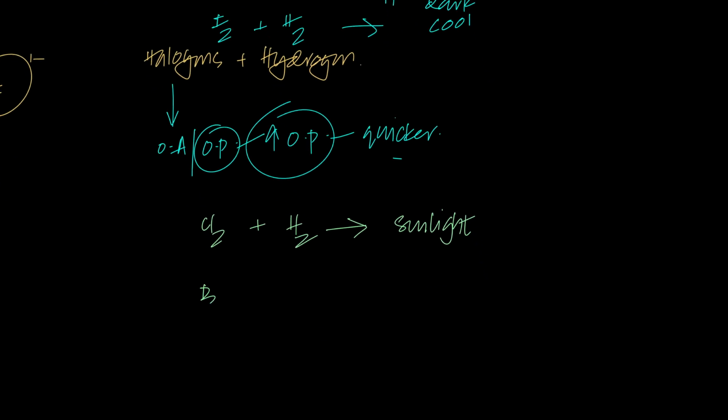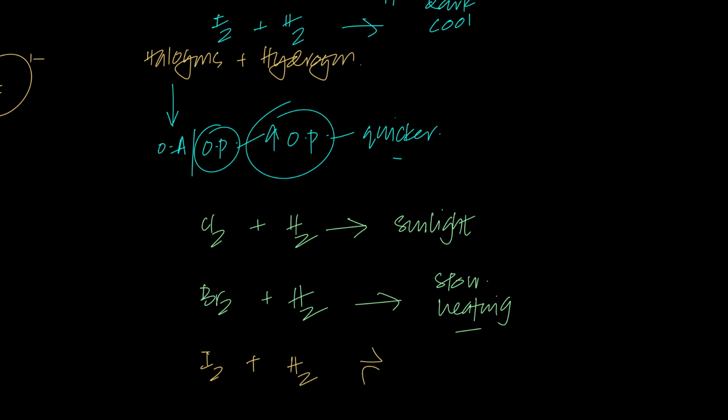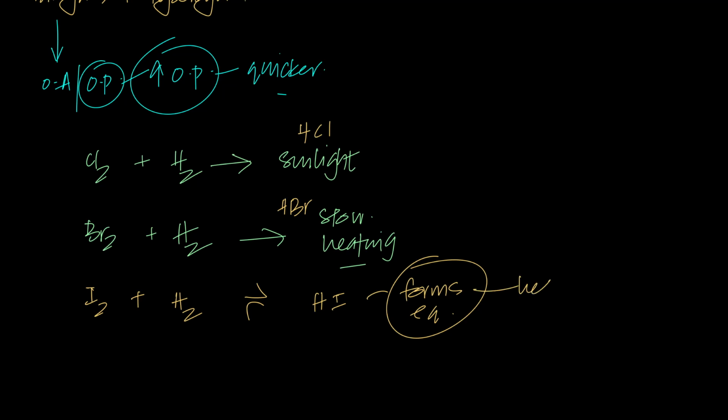And then for bromine to react with hydrogen, it was a slow reaction even in sunlight, and also on heating. And then iodine, I2, when it reacts with hydrogen, it literally forms an equilibrium, HI, but an equilibrium. This is HBr and that's HCl. So it's so slow, it forms an equilibrium. You need to provide it with heat. Heating is important. So that's the idea.